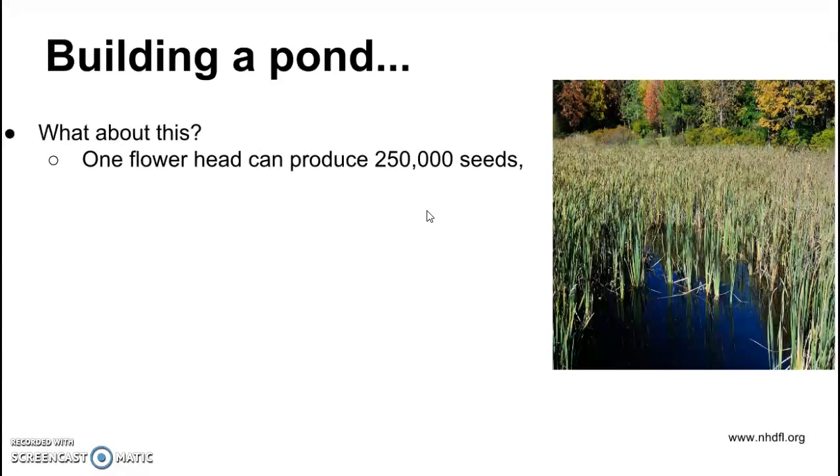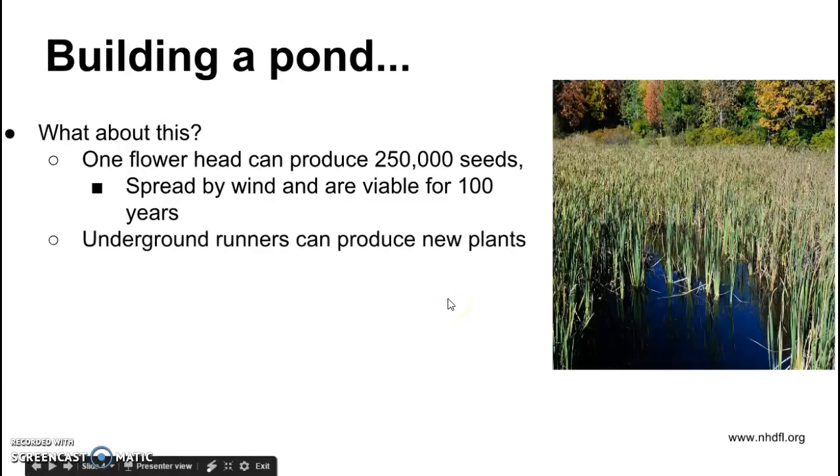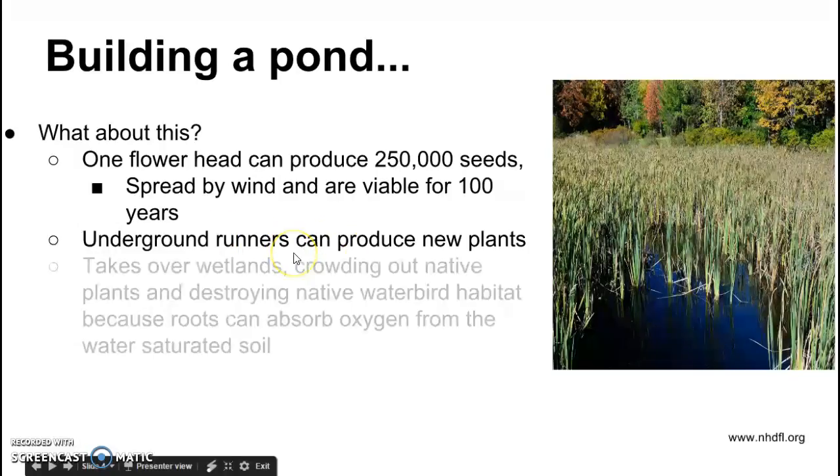That one flower can produce up to 250,000 seeds. It can spread by wind and is viable in dry soils until it gets wet so that it germinates for over 100 years. So they still can find 100-year-old cattail seeds that can produce a plant. Their underground runners can produce new plants, meaning they don't even have to reproduce by seeds. They can reproduce just by their roots.